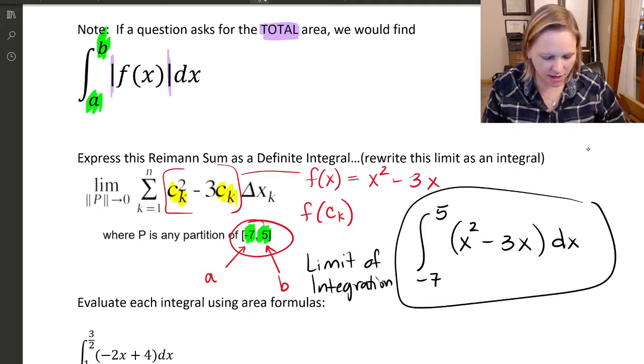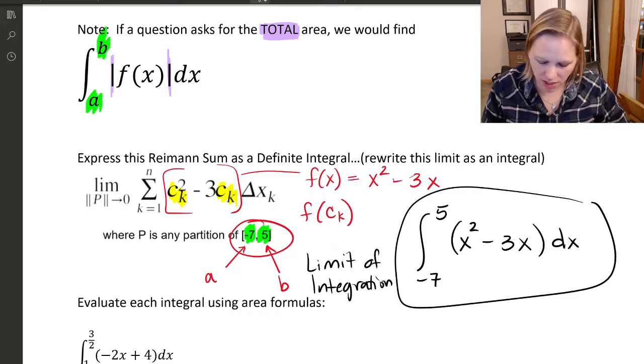The idea here is that I'm going to take the limits from the partition, and then whatever the equation is, I replace the c's with x's. That's the equation, and boom, I put it in, and that's integral notation. So when you're asked to rewrite a Riemann sum as an integral, this is what you should be doing.